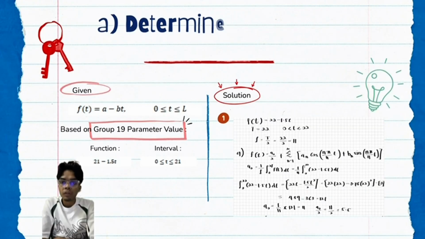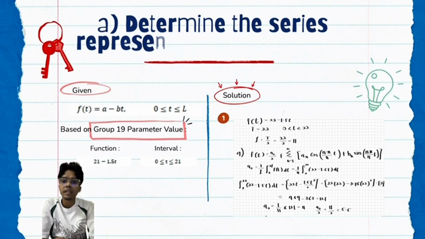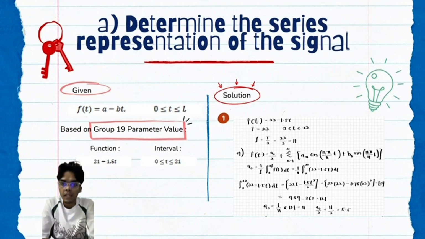So, the first question is to determine the series representation of the signal. Our given signal function is f(t) = 22 - 1.5t over the interval 0 to 22. From this, we know that the total period T is 22, which means our parameter L, defined as half of the period, is equal to 11.